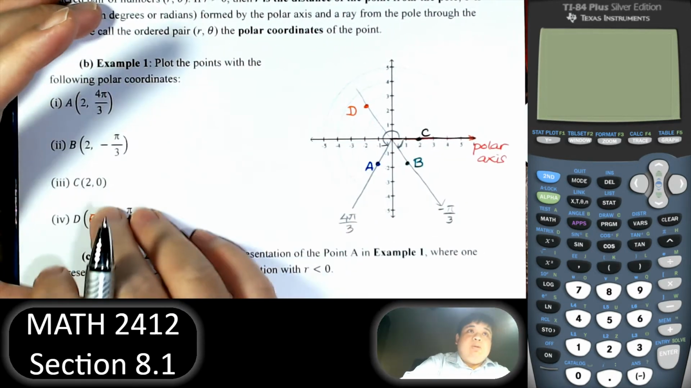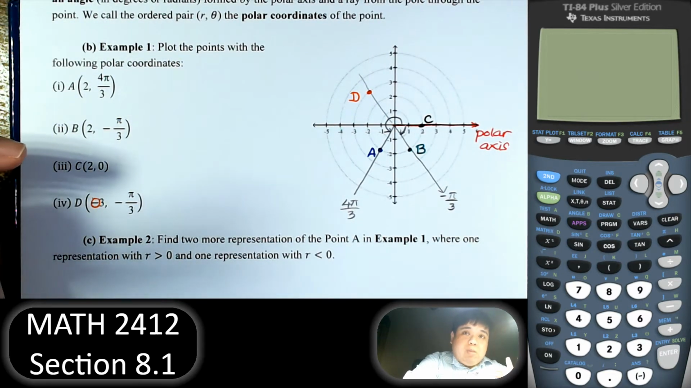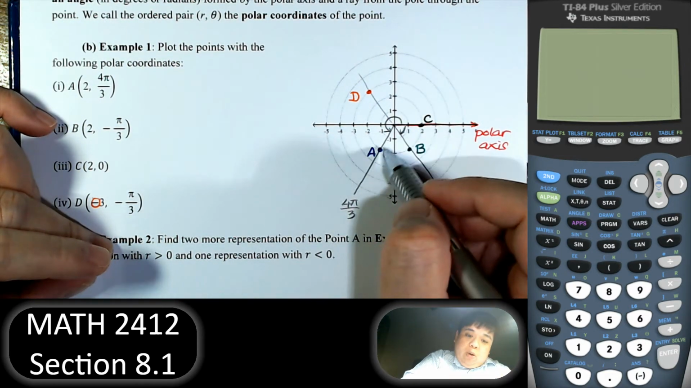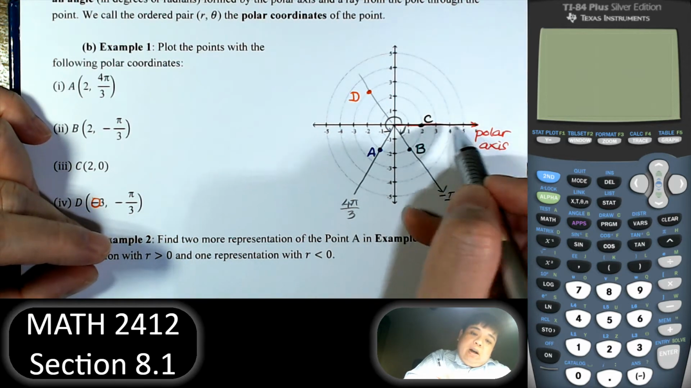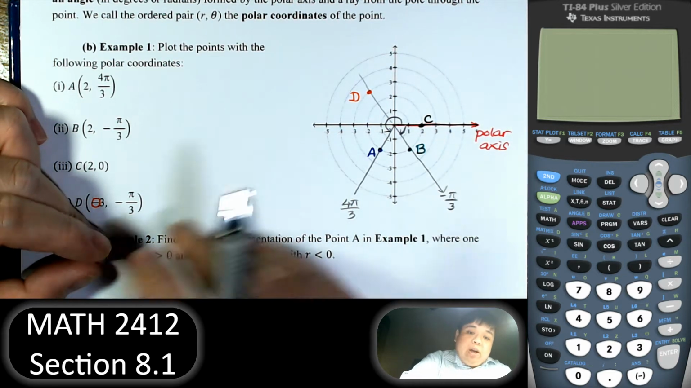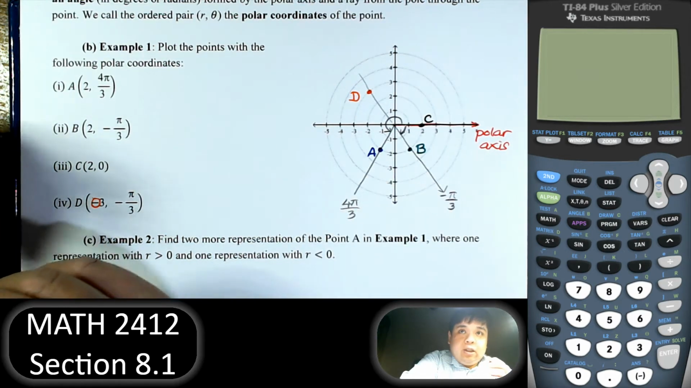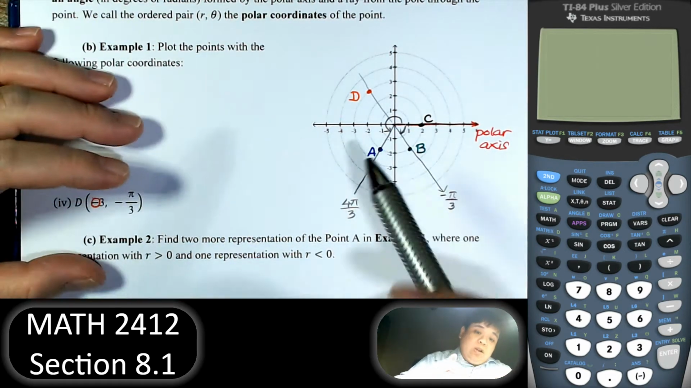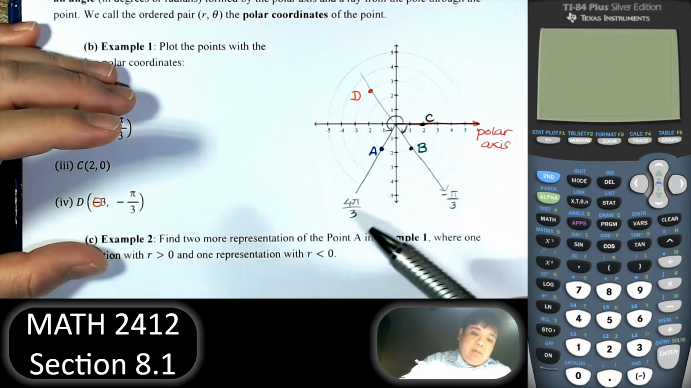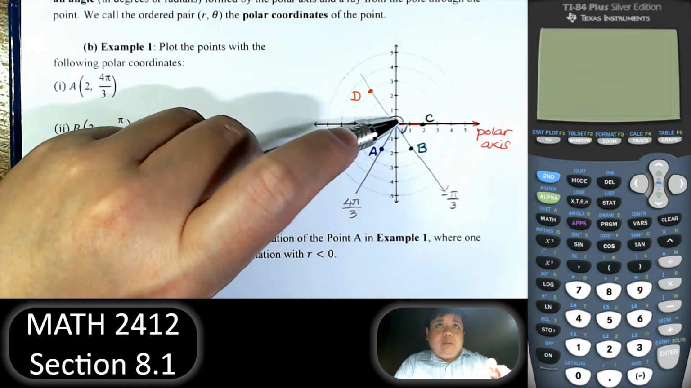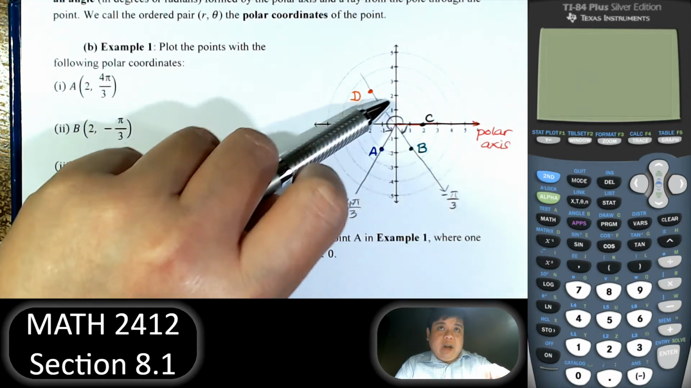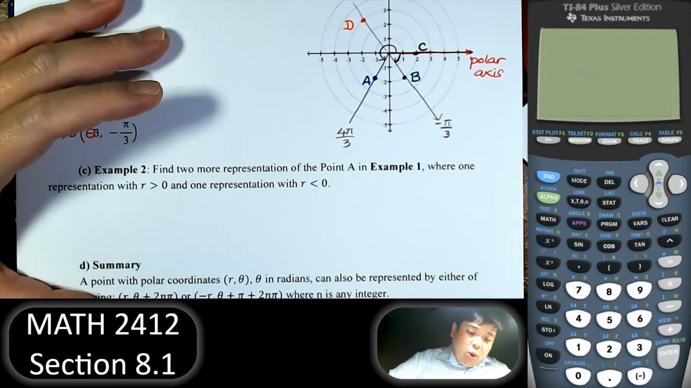So we're just going to plot. The point is characterized by two numbers: the distance to the pole and the angle made with the polar axis and the ray going to the point. If r is positive, go in the same direction. If r is negative, go in the opposite direction. And also, the angle here can be any coterminal angle, so we can go extra revolutions if we want to.